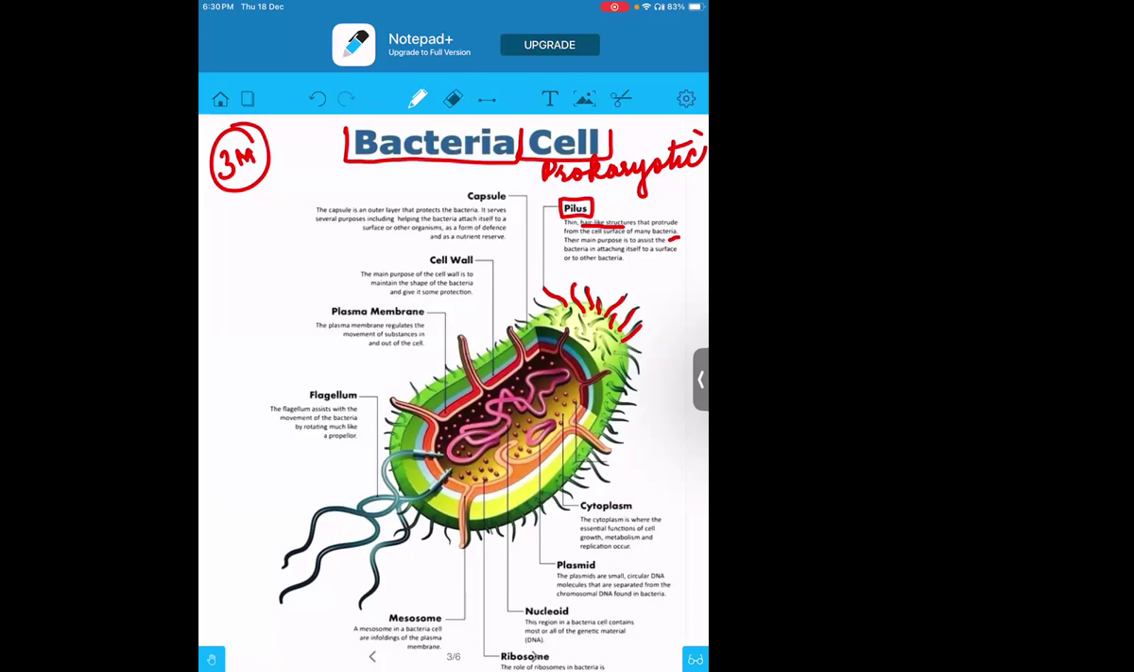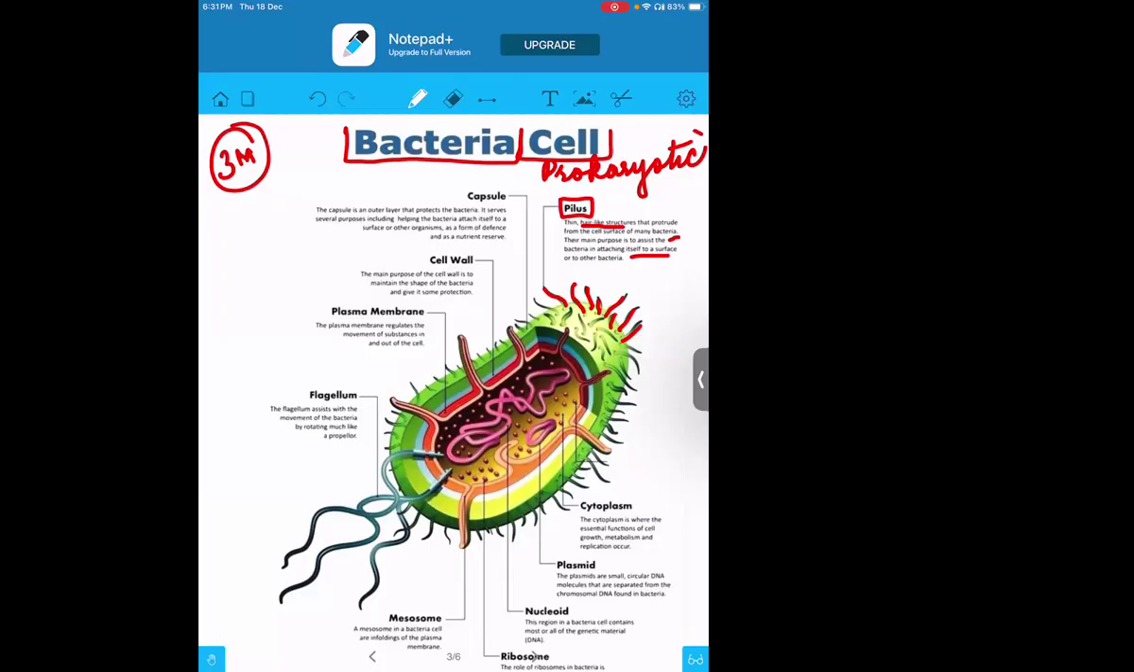The main function of this hair-like structure called as pilus is that they will be attaching themselves to the surface. So wherever they go, whatever surface they go, they will attach to that surface with the help of this hair-like structure called pilus only. So if they have to attach to the surface, they will use this pilus. And if they have to attach themselves to the other bacteria, again, they will be using this pilus only.